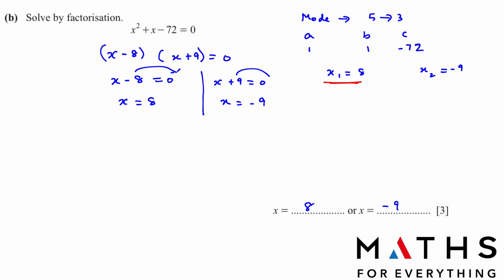Now suppose you don't have the particular calculator that I'm talking about. Whatever calculator you have, you can write it down in Google search and see how you can use it to solve a quadratic equation. If not, then we solve it the long way. So this is our question.